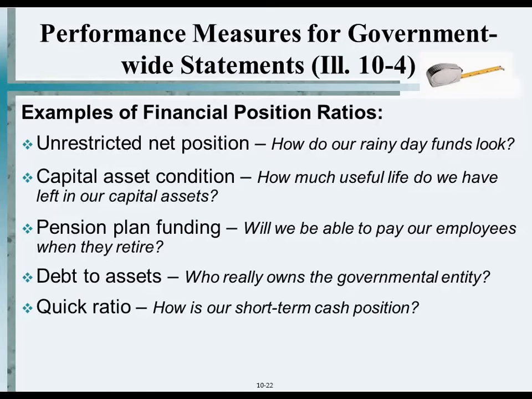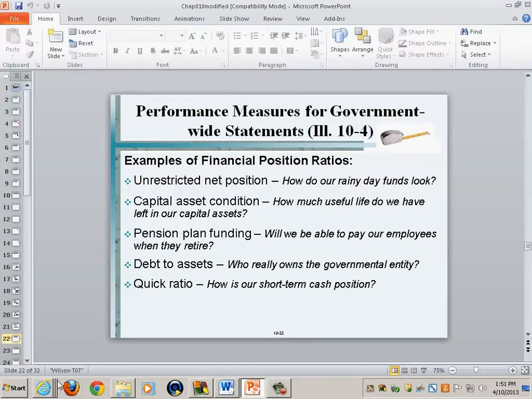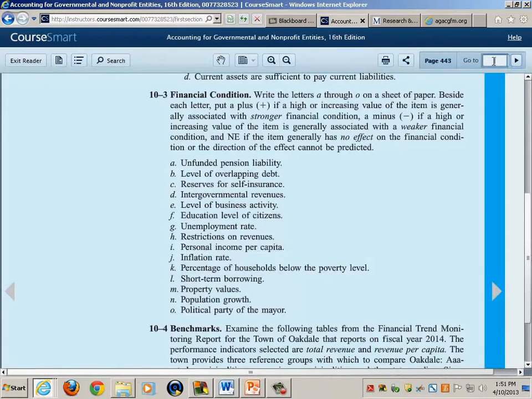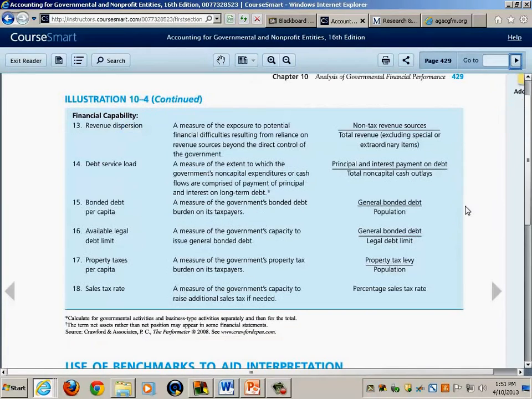Now, for each one of these, you should know how these ratios are calculated, okay? And there are some, let me just show you where this is. Okay. Oops. 428.